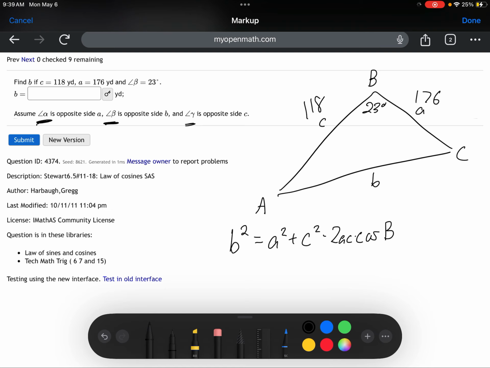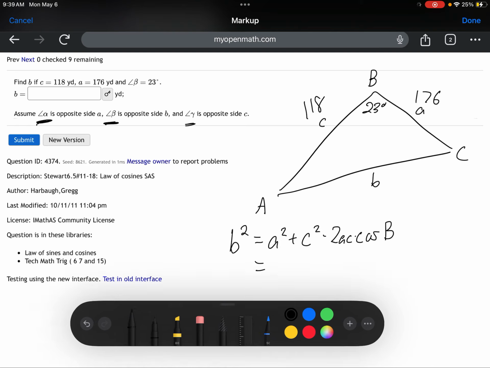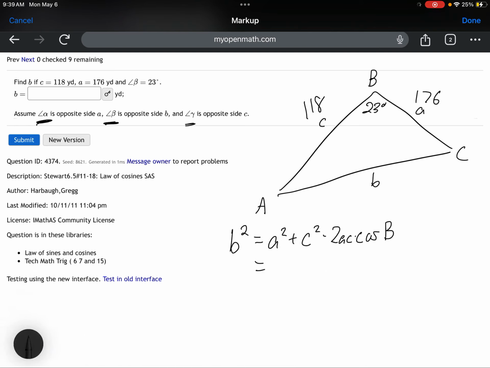Now in this case, B would be angle beta, 23 degrees. So let's just plug this all in. Once you have this, all you're doing is plugging in. It's literally just plugging in. A is 176. C is 118. Minus 2A again is 176. B again is 118. And cosine of B, angle B, or beta, is 23 degrees.